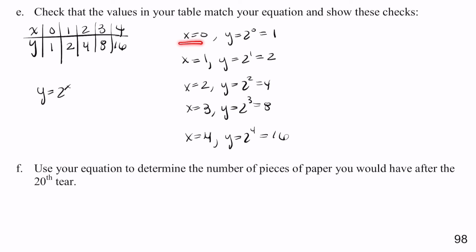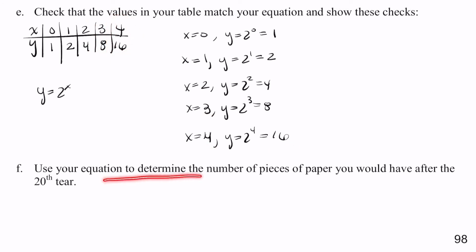When x equals 0, y equals 1, which matches our table. When x equals 1, y equals 2, which also matches. And you should have matched the last 3 ordered pairs. So when x is 2, y is 4. When x is 3, y is 8. When x is 4, y is 16.